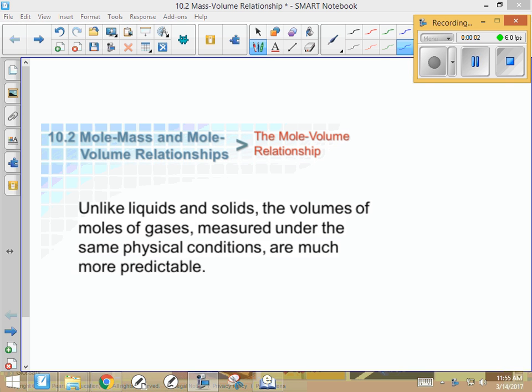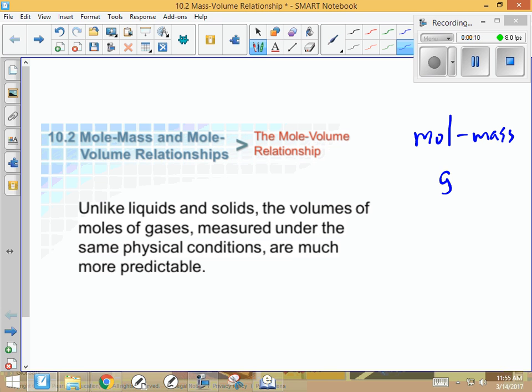So yesterday, the relationship that we talked about was the mole mass relationship, where we can use conversion factors of grams per mole or moles per gram. And we could calculate the number of grams in a mole of a particular substance, or we could calculate the number of moles of a particular substance. And that's what our homework was yesterday.